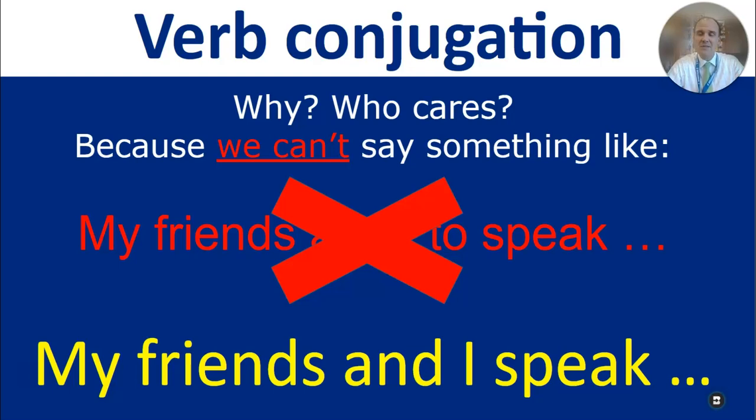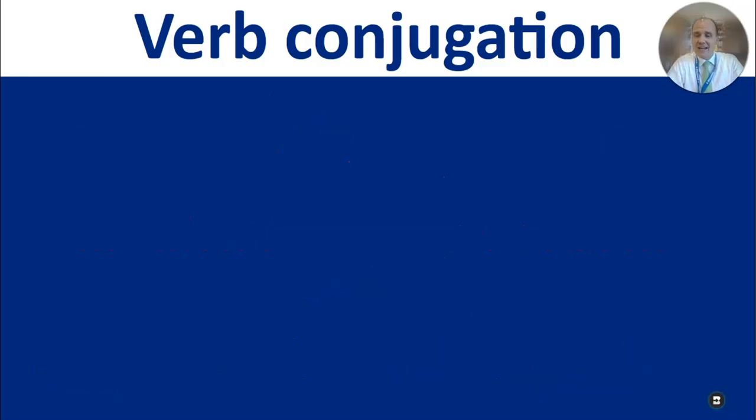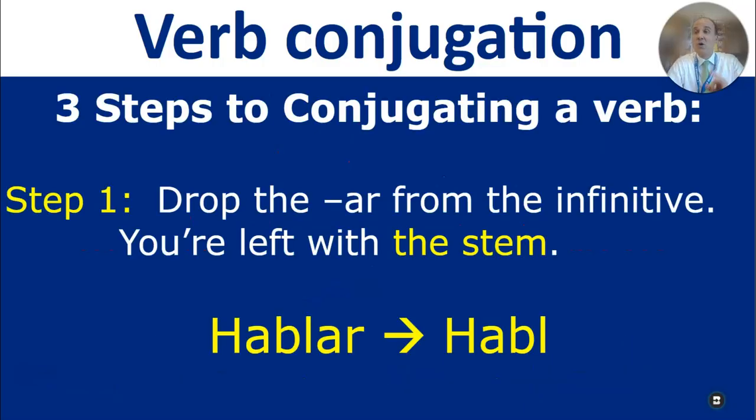How do you conjugate these verbs that are regular in the present tense to be able to make that happen? Well, I'm going to teach you today how to do that. So we're going to jot down a few notes, and there are 3 steps to do this. This is how you conjugate any verb in Spanish that ends in AR that is regular. The first step is you have to drop the AR from the infinitive, and you're left with what's called a stem.